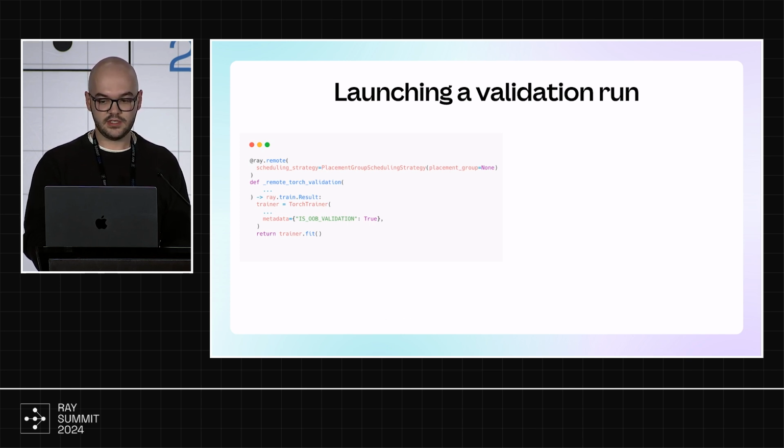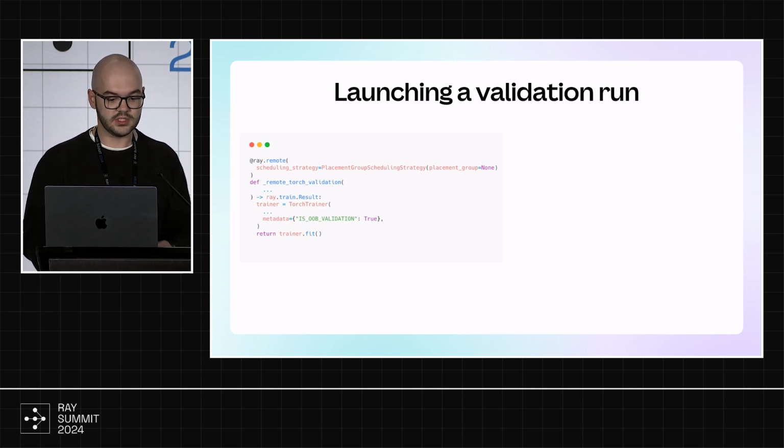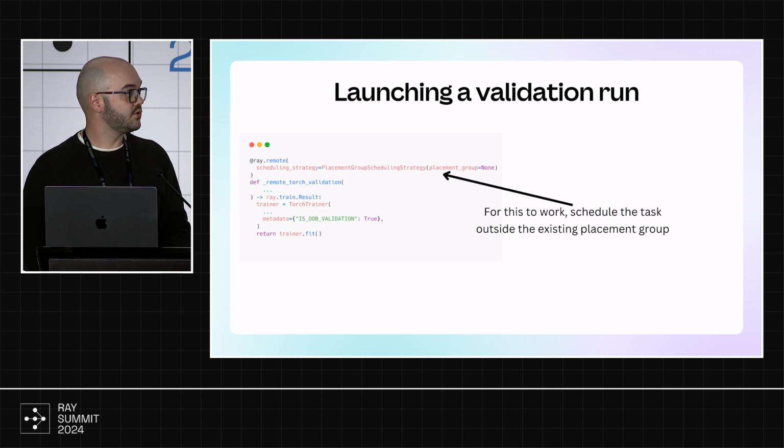And finally, for all this to work, one last thing that we needed to configure was to set the Ray remote task to run outside the existing placement group.